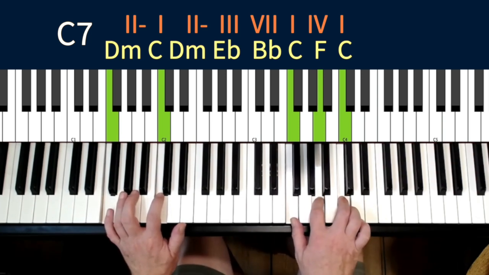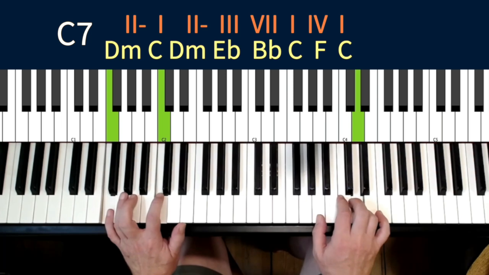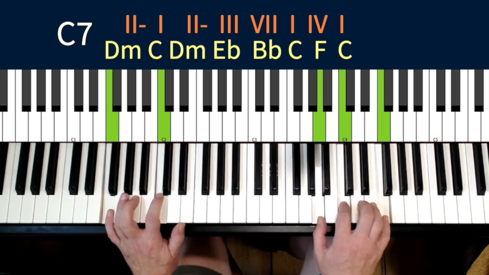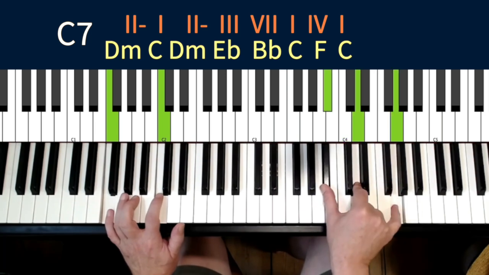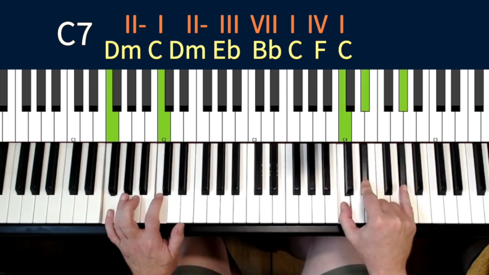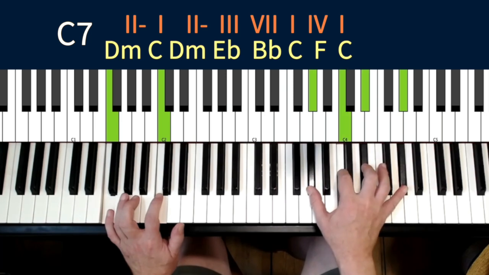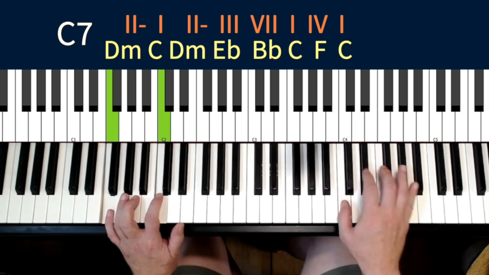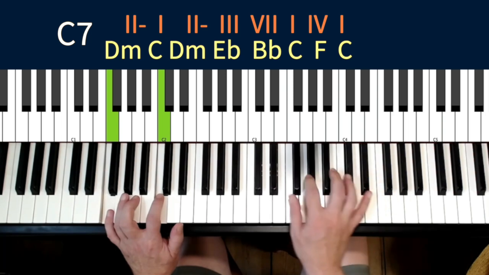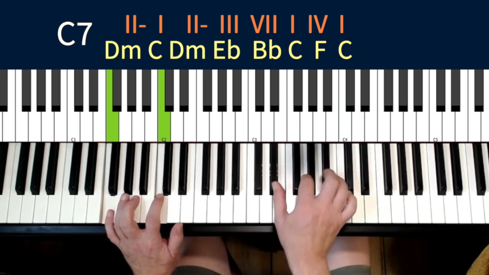So 2nd degree of F is of course G minor. Now going back to the F, what do we play now? That's right. Here, 2nd degree, G minor. Then we have the 3rd degree, the minor third. That's A flat major, major third. And now we have the 7th degree. That is E from F minor 7. On that, the major triad is E flat.